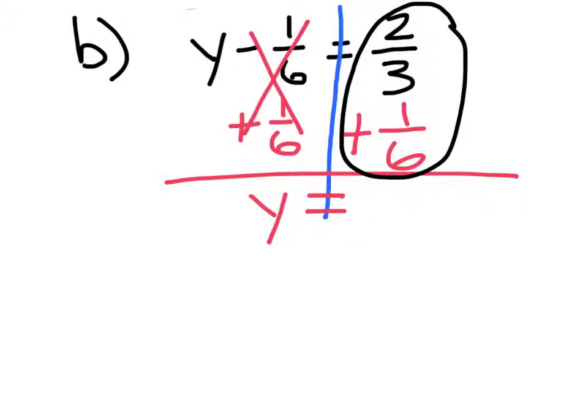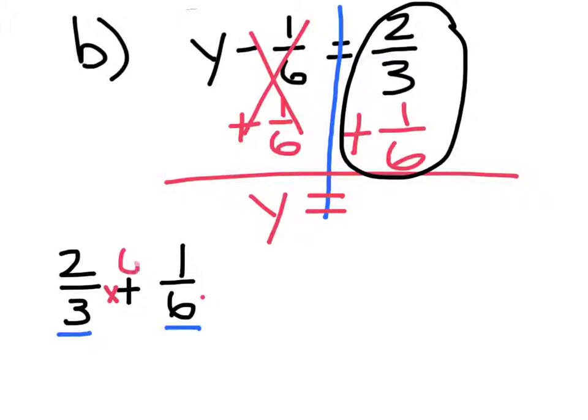Now over here, this is what I need to do. To get my answer, I need to do 2/3 plus 1/6. Notice the denominators are not the same. This is a 3, this is a 6. So we've got to use our technique from before. I'm going to take this 6 and multiply it over here, times 6 over 6. I'm going to take this 3 over there and multiply it times 3 over 3.